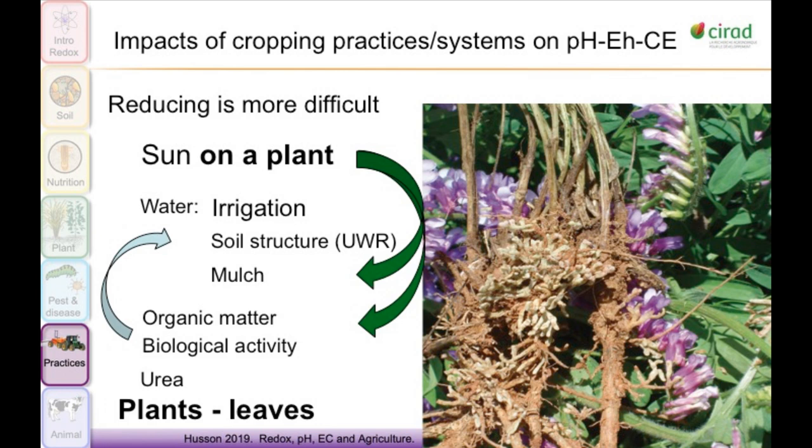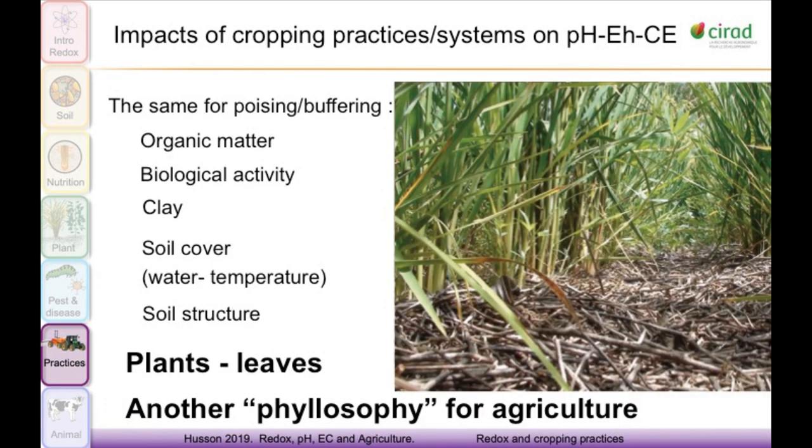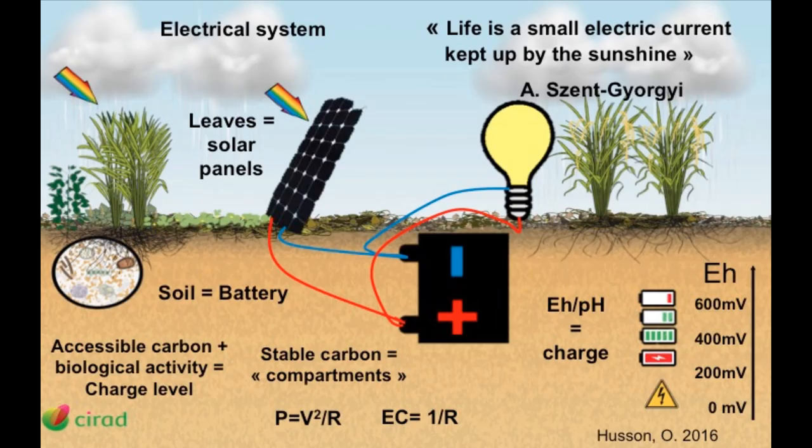And it's the same for poisoning, buffering. It's the same parameter that will do this. We need the leaves. What I call this, it's another philosophy for agriculture. It's the agriculture of the science of the leaves. Okay?